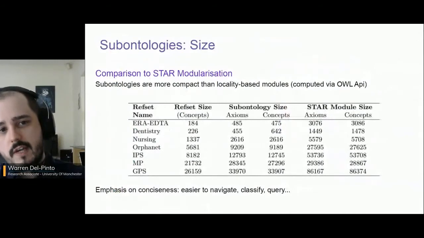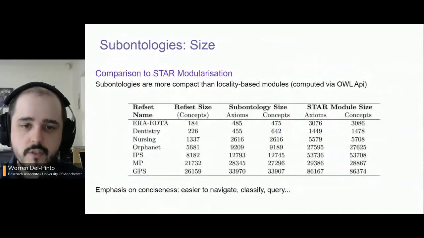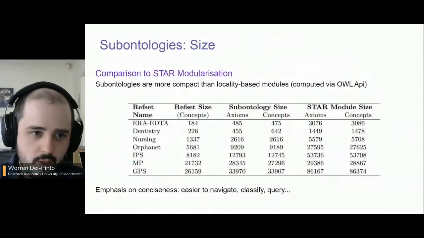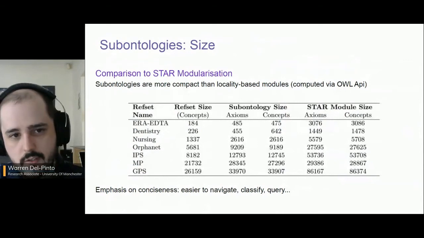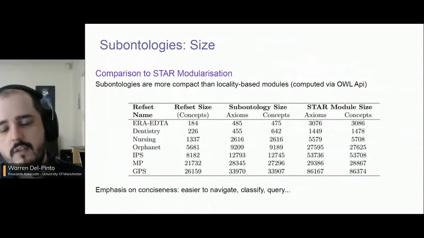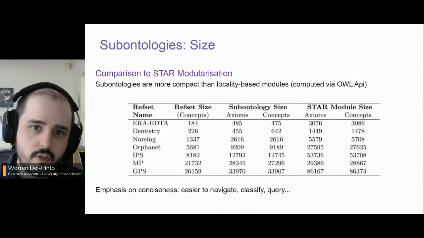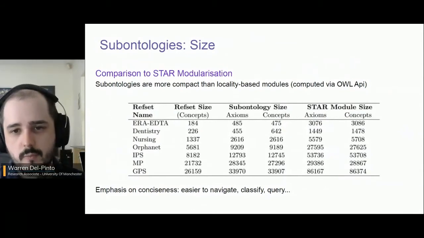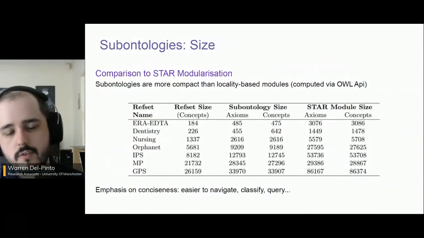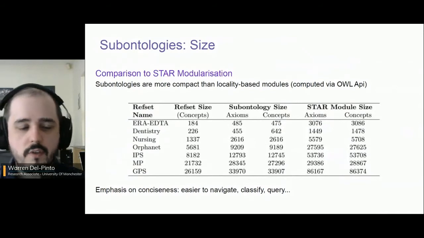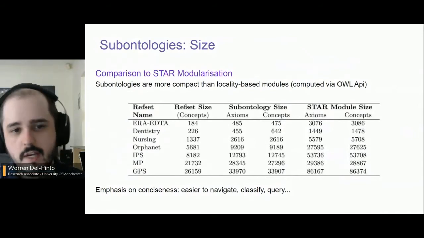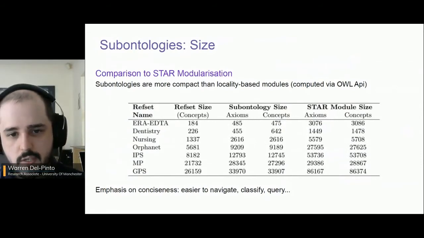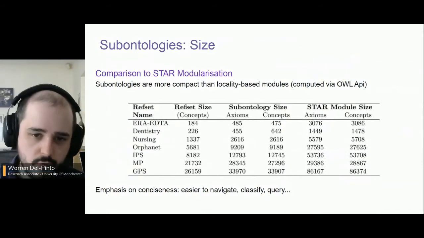So a brief look at the size of subontologies. So I've mentioned a list of subontologies that are hosted on the browser there. And we can see that here we're comparing to star modularization. So I mentioned earlier star modularization being part of the OWL API. And across most cases, this is the smallest, most concise module available from the locality-based module extraction methods. So we've got the ref set name on the left-hand side. The size is the number of concepts specified in that ref set, and the resulting subontology size in terms of the number of axioms and the number of concepts.